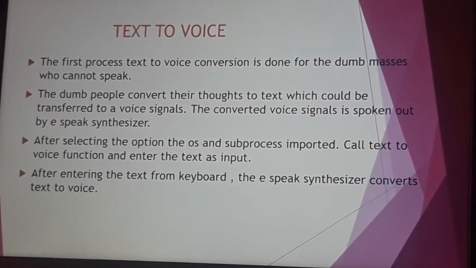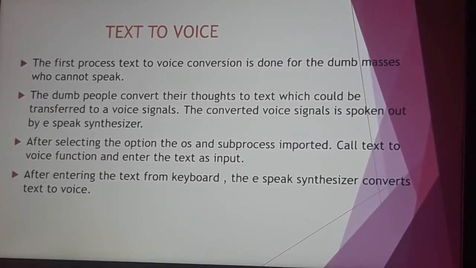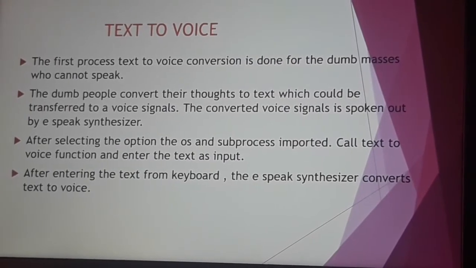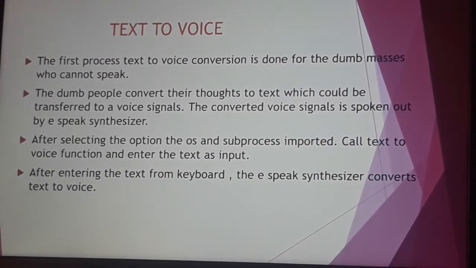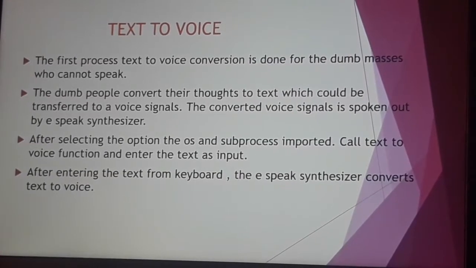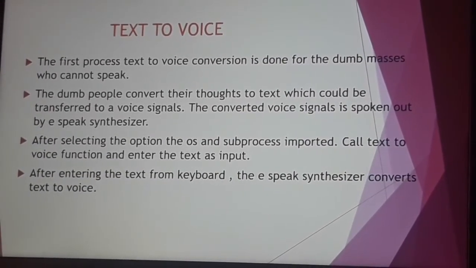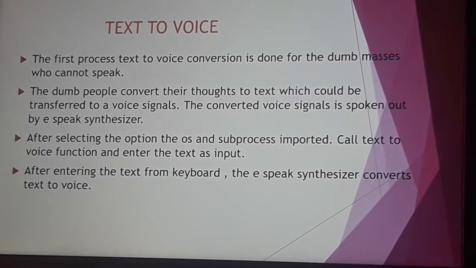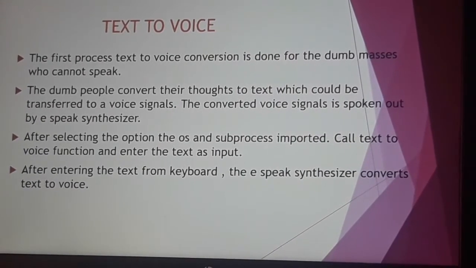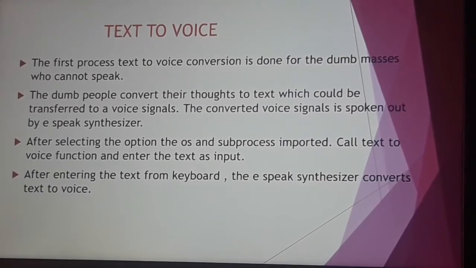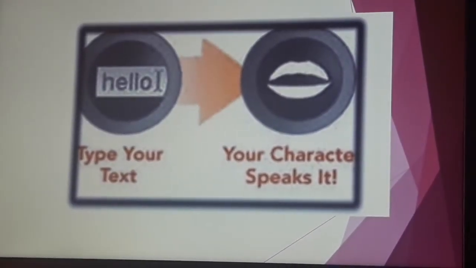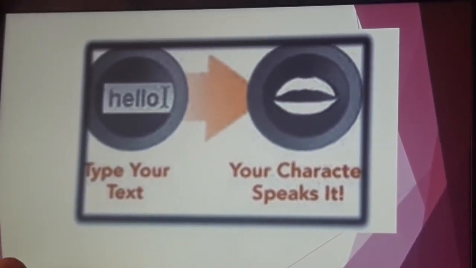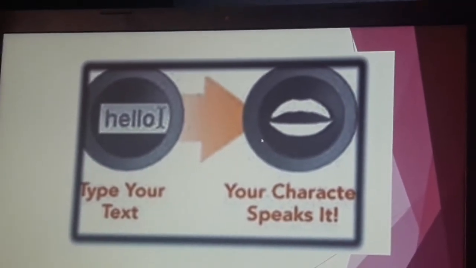The first module, text to voice. This process of text to voice conversion is done for dumb people who cannot speak. They convey their thoughts by text, which is transferred to a voice signal, and the converted voice signal is sent over the speaker. The speaker is the eSpeak synthesizer, and the keyboard is interfaced to the Raspberry Pi, and the typed data will be converted into voice. This is the diagram as shown. Here text is the input, and the voice we have generated is the output.